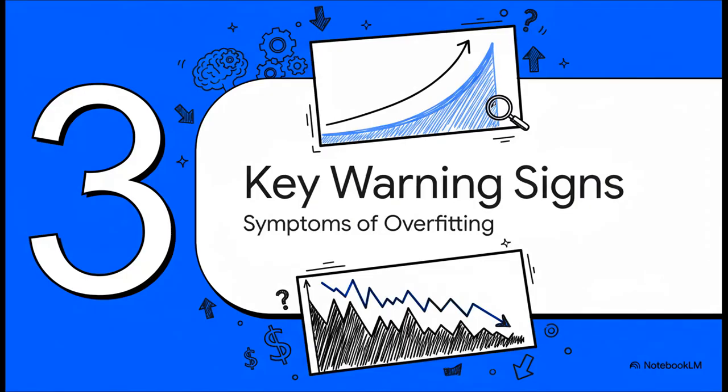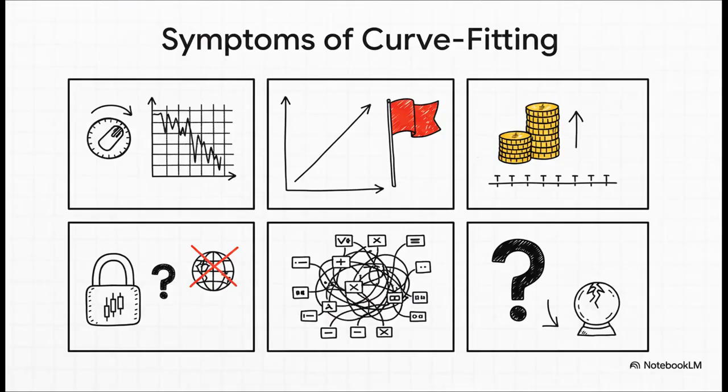Okay, so how can you spot this sickness in your own strategies before you risk real money? Well, just like a doctor looks for symptoms, we can look for some really clear warning signs that a strategy might be curve fit and totally fragile. Let's run through these symptoms. First up, extreme parameter sensitivity. If you change your moving average from, say, 14 days to 15 and your entire strategy just falls apart, that's a massive red flag.